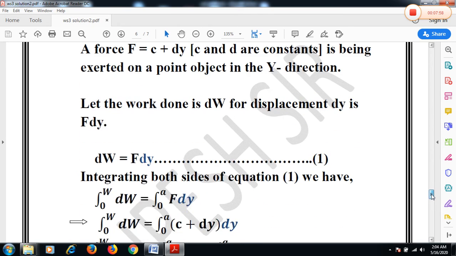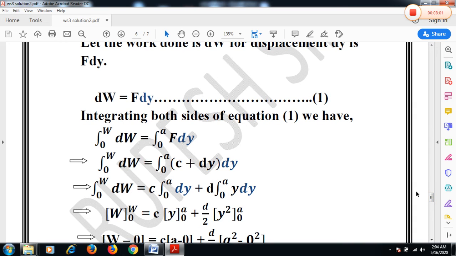Let us move forward to the next part. We integrate both sides of equation 1, and we have integration 0 to W dW equals integration 0 to a F dy. Putting F equals c plus dy in the next step, we have integration 0 to W dW equals integration 0 to a (c plus dy) into dy. Here this d and this dy are different. This d is the constant given in the equation, and this dy is the differential displacement dy.